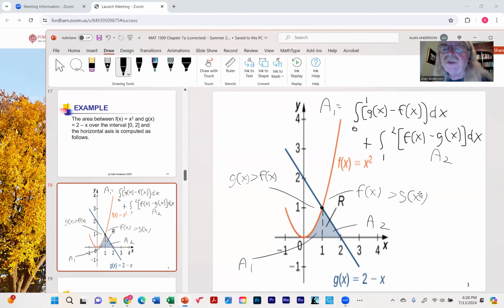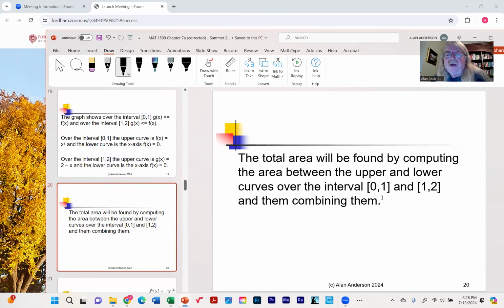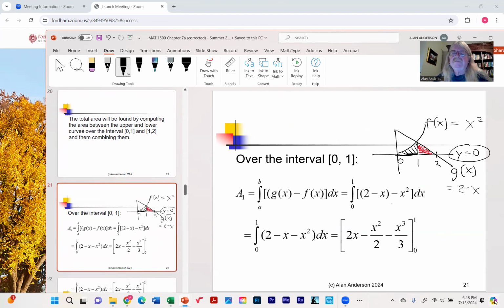So we just have to calculate them individually and then add them up. Okay, so A1 is the range from 0 to 1, where g of x is on top because that's the blue line. And then from 1 to 2, it's the other way around. Okay, now it's all set. All right, so quick reminder. F of x is the curve, g of x is the straight line. So for A1, we have the difference between g of x and f of x because g of x is on top. The integral is going to be taken over the range from 0 to 1.